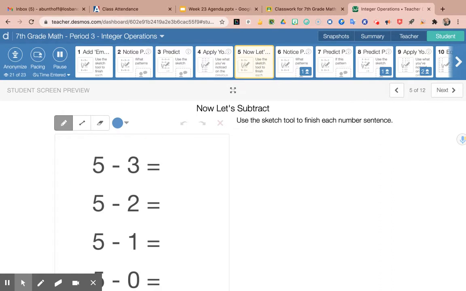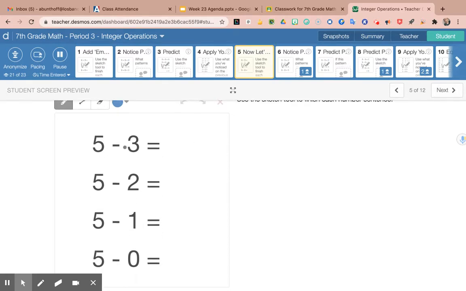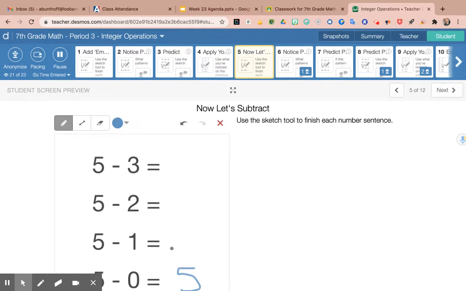That was for addition. It says now let's subtract. So use the sketch tool to finish the sentence. So 5 minus 3 equals, 5 minus 2 equals, 5 minus 1 equals. So you're just going to write on here. So 5 minus 0 is 5. And so you'll just write your answers here and then click next. You should have 4 numbers here.